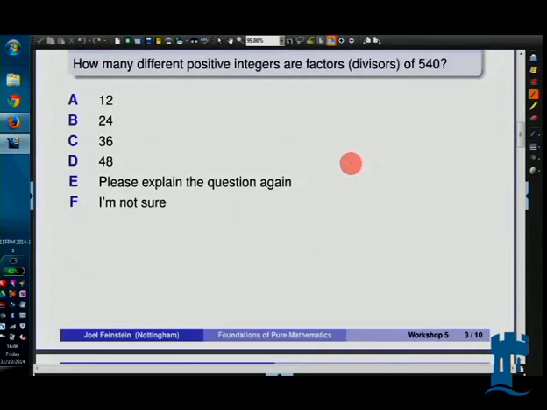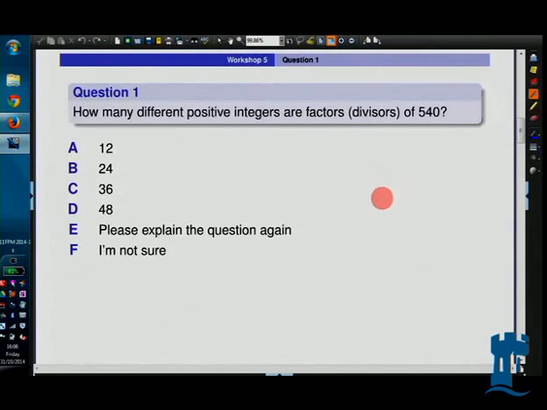So now your first task, and this is like a question we did in lectures, is to find out how many different positive integers there are that are divisors or factors of 540. So we did one of these in lectures. Let's see if you can remember how we did it. And I've zeroed the voting, so you can vote on this when you like. We'll come round and see if you know how to do this one.